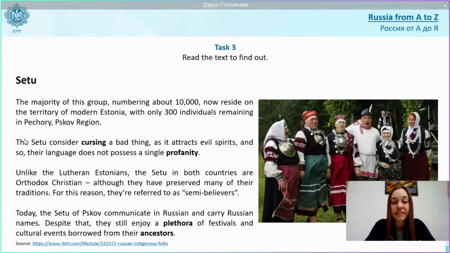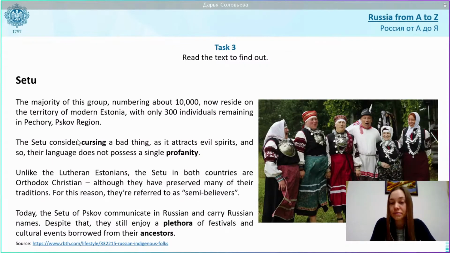Unlike the Lutheran Estonians, the Seto in both countries are Orthodox Christian, although they have preserved many of their traditions. For this reason, they are referred to as semi-believers. Today, the Seto of Pskov communicate in Russian and carry Russian names. Despite that, they still enjoy a plethora of festivals and cultural events borrowed from their ancestors.